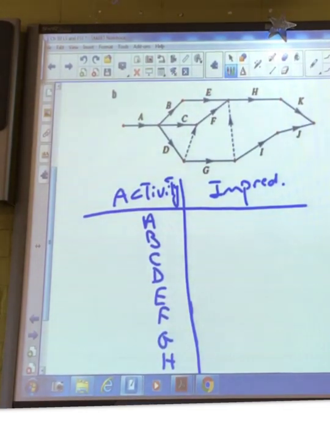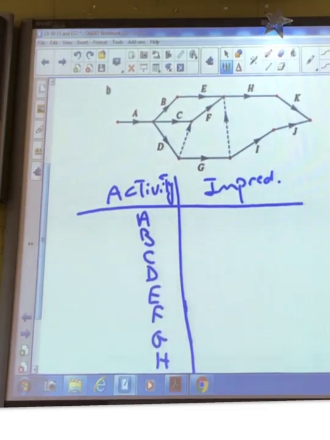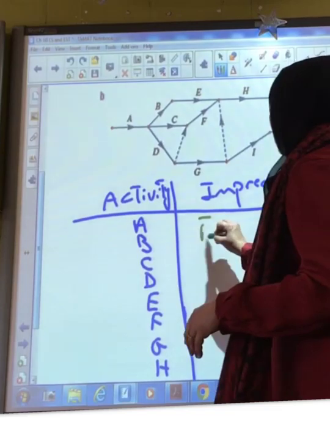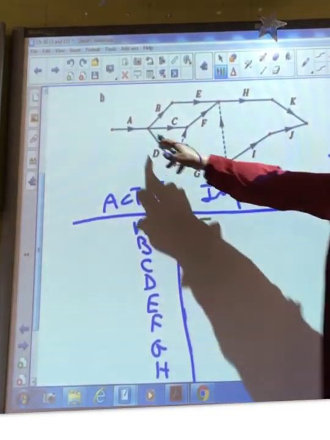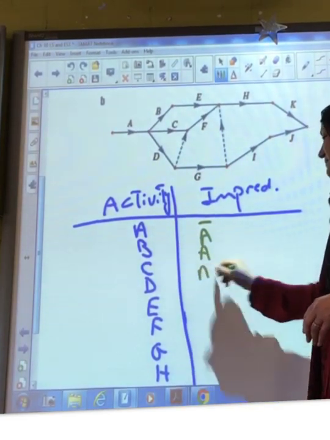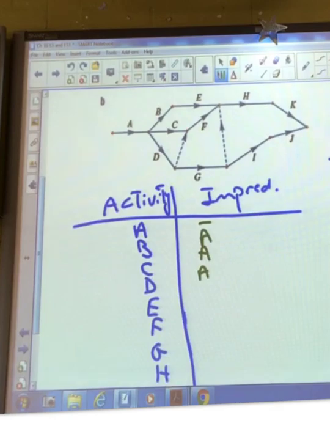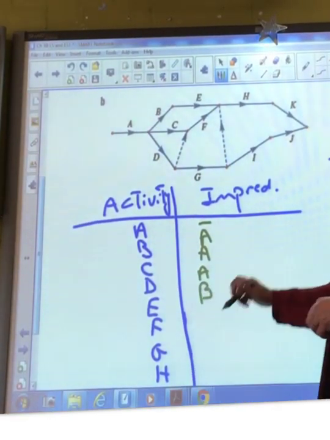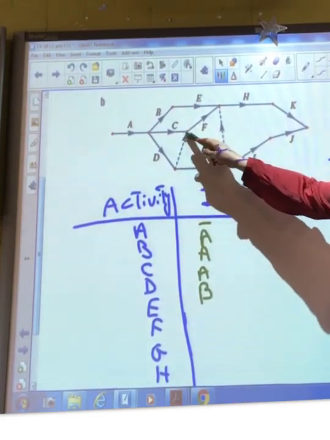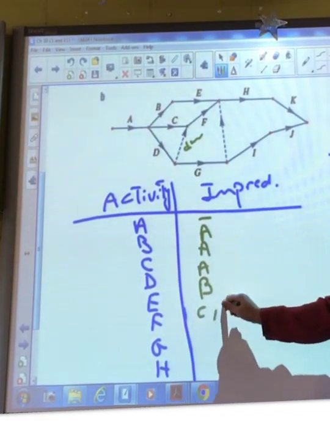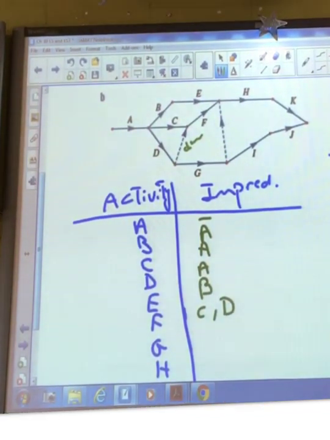All right. Where does this start from? A. So A doesn't have a predecessor. B, A. C, A. You notice that A is branching into B, C, and D. So I can put that directly. All right, that saves me time. Then E, B. F, from C and D. That's your dummy. G coming from D only.